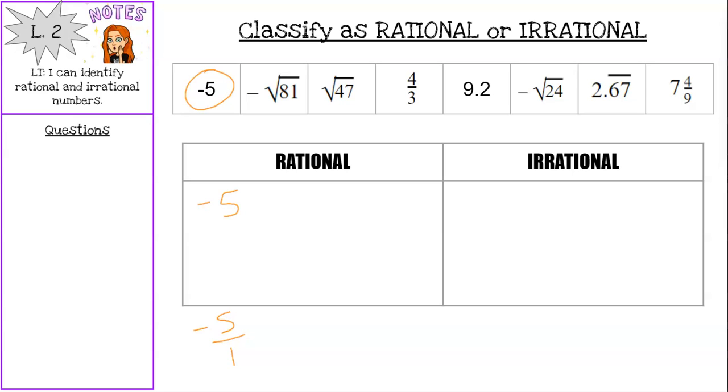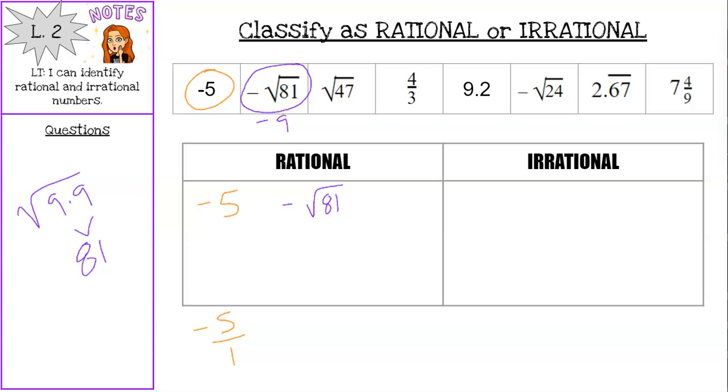The opposite of the square root of 81. Now, if you remember from your chart that we just filled out, the square root of 81 is 9, because 9 times 9 is 81. So the square root of 81 would be 9, so this would be -9, and -9 is rational. So we can put the opposite of the square root of 81 in the rational column.